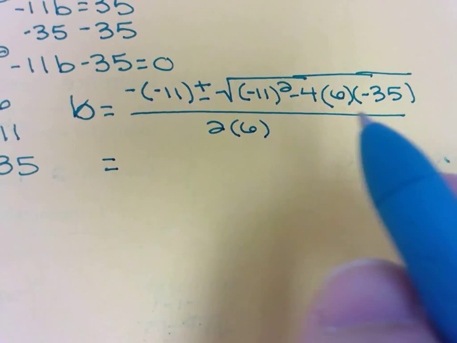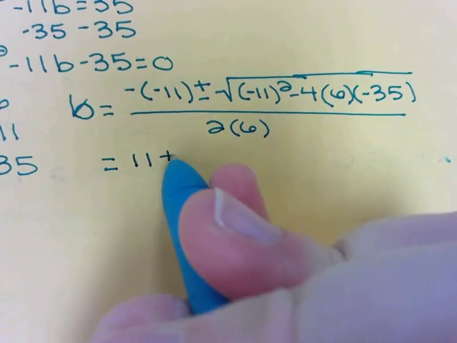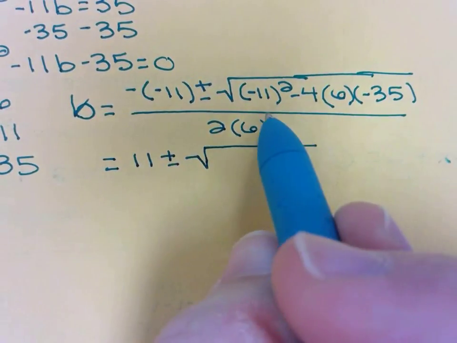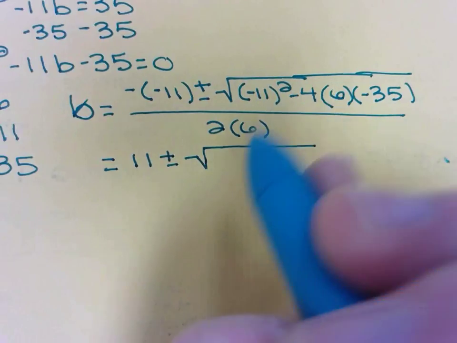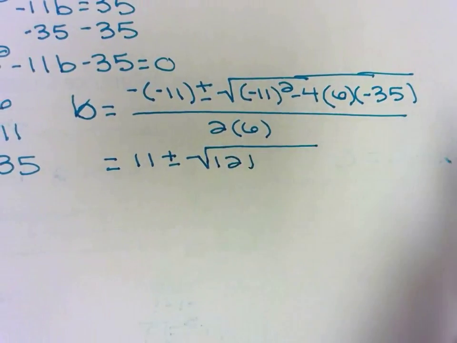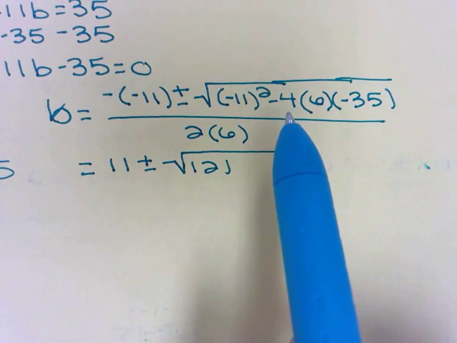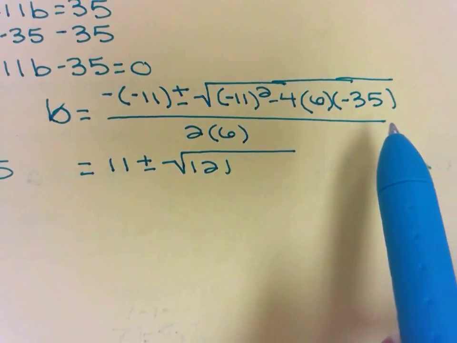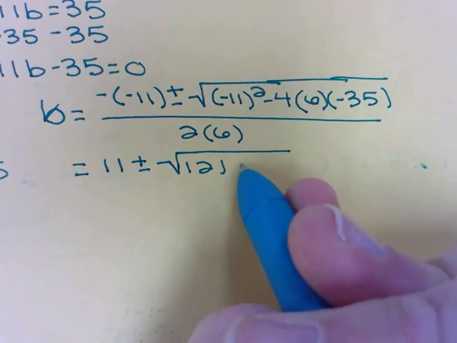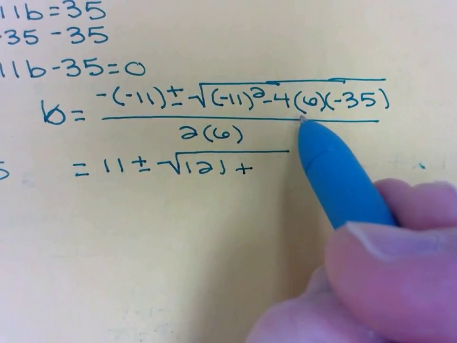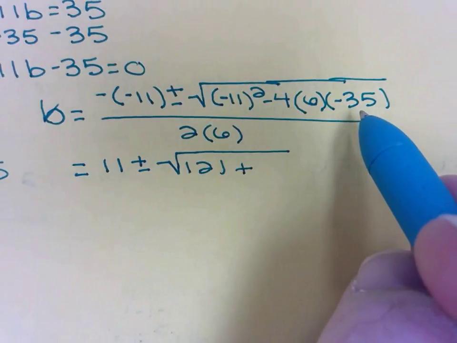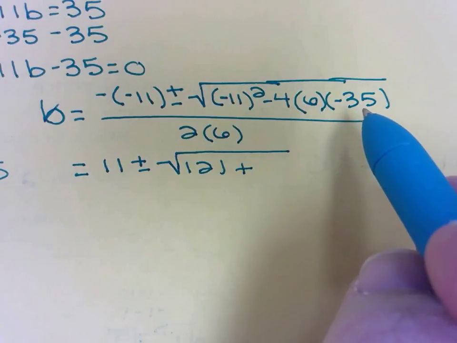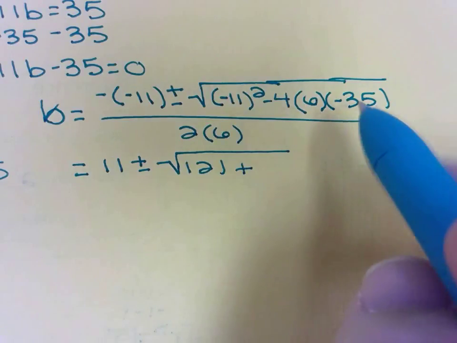Negative times a negative 11. Positive 11 plus or minus the square root. Start just simplifying. Negative 11 squared: 121. Now do not get confused. Negative 4 times 6 is what? Negative 24. Times a negative 35. Positive something. Positive something, I don't know, use a calculator. Negative 24 times a negative 35. I really don't know. Someone needs to do it. Negative 24 times a negative 35. Positive something. 840?